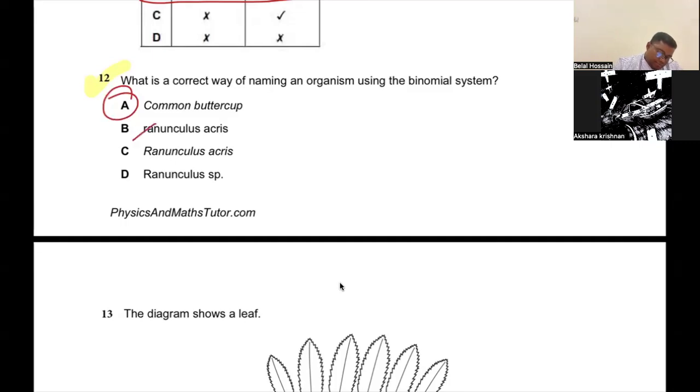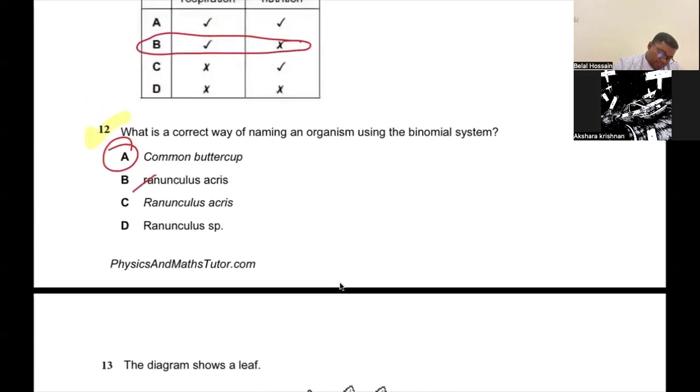Okay. And C? I was confused between A and C because in C, both of the names are italicized and it's kind of similar to A. So A is not a scientific name. C is the scientific name. So, what's the difference between A and C? I know. Probably there were images or something associated with this question. Don't worry. But the second part, you can see this is incorrect.